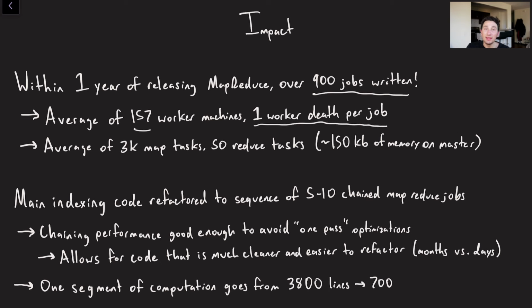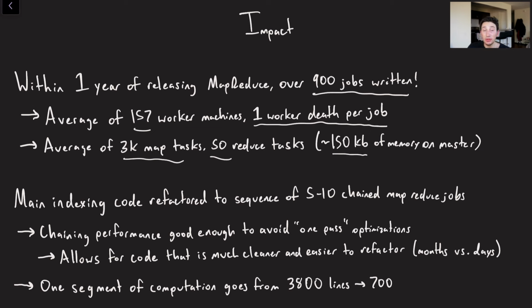And on average, 1 worker death per job. Even though that doesn't seem like a lot, if you're not properly equipped to handle node failures, this is basically going to take down every single job. It means that most jobs would have to deal with a node failure, and you would have to completely restart most of them otherwise, which would be bad. On average, those jobs typically had 3,000 mapper tasks and around 50 reduce tasks, and just doing some hand-wavy math, that means probably around 150 kilobytes of memory on the master task, which is not a lot at all. That's very manageable.